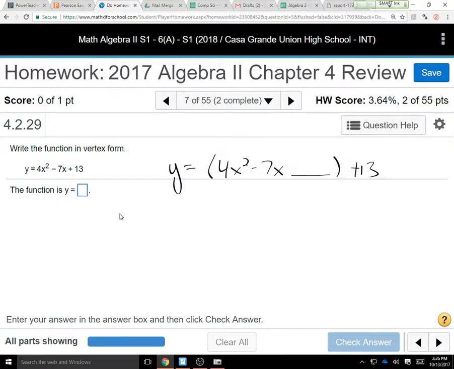So, I'm going to factor out the 4 from this parenthesis. So y is equal to 4 times x squared minus 7/4 x something, plus 13.